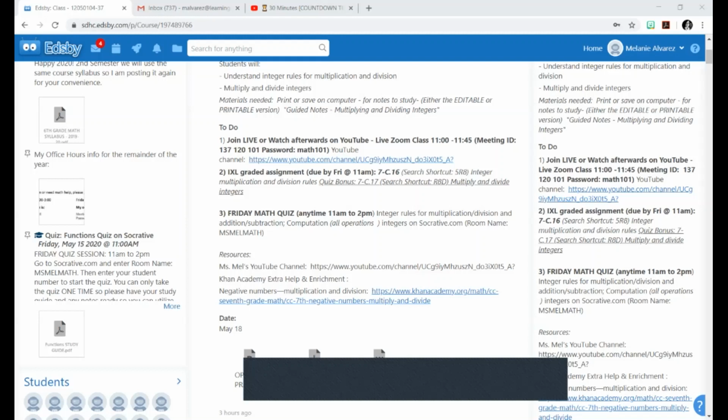That's why we're going to give you a little bit of extra time on that skill by starting it in 6th grade. Again, it is 7th grade C16, and 5R8 is the search shortcut. Also, I'm going to give you a quiz bonus IXL skill. That would be 7th grade C17, the very next skill, which is R8D. On that one, you will be multiplying and dividing integers and getting the answer. If you want to try that one, you can get bonus credit added to your quiz this week.